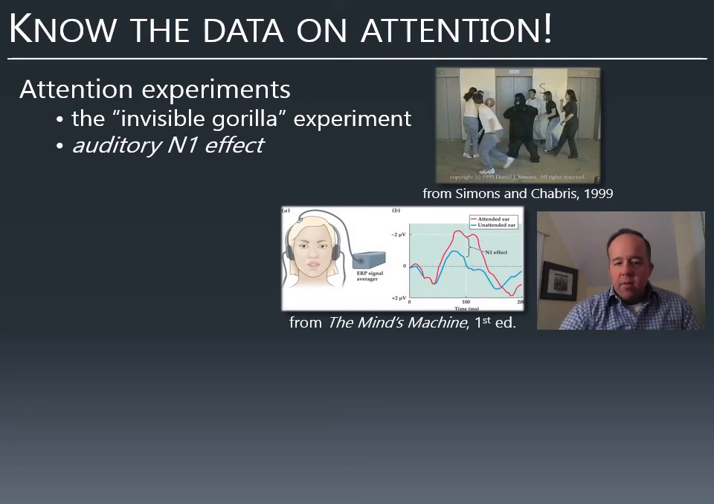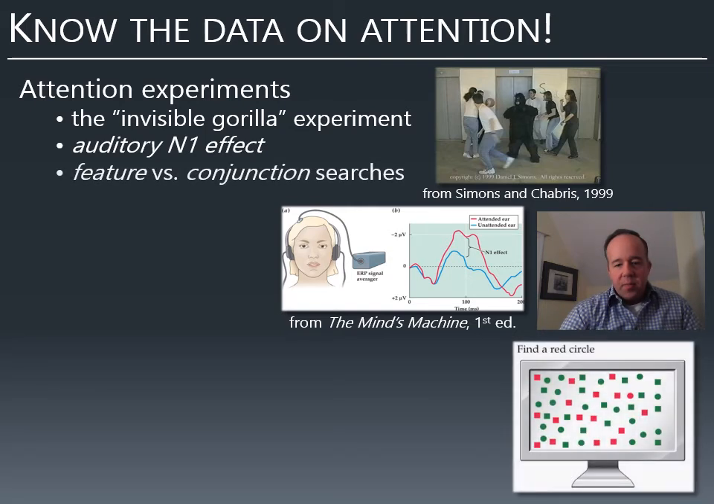The auditory N1 effect. So we see a brain-based result of attention. We see a boost in neural activity detected by EEG when someone is paying attention to a stimulus, even if it's the same stimulus and they're not doing anything else. We see an increase in neural activity. So we know that attention itself has an effect on the brain.